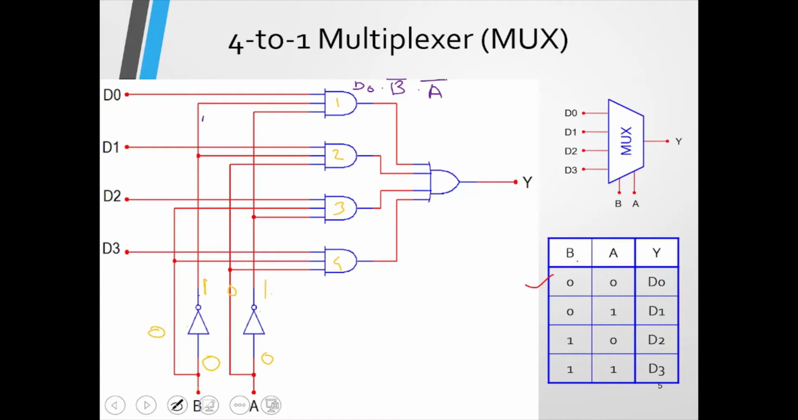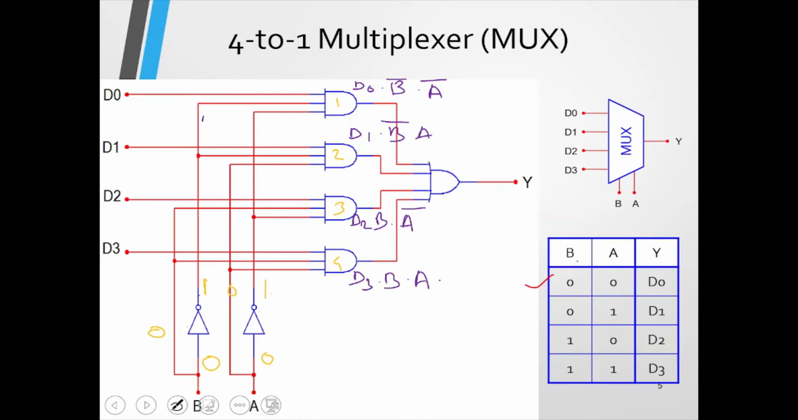Then the second AND gate is connected to D1. Then it is connected to B bar and it is connected to A. Right? Then look at the third AND gate. The third AND gate is connected to D2. Then the second input is B and the third input is A bar. Then look at the fourth AND gate. It is connected to D3, then B and A. Right? These are the Boolean equations for these 4 AND gates.